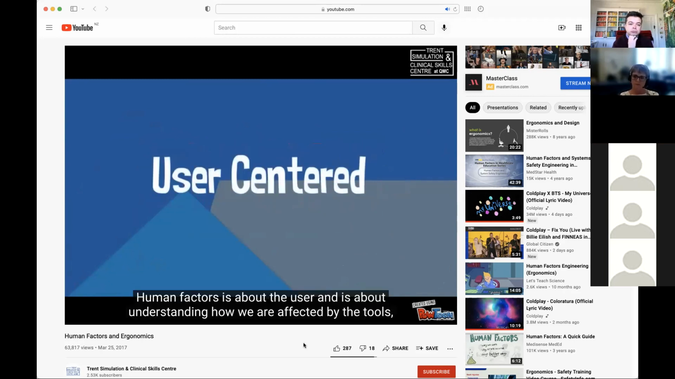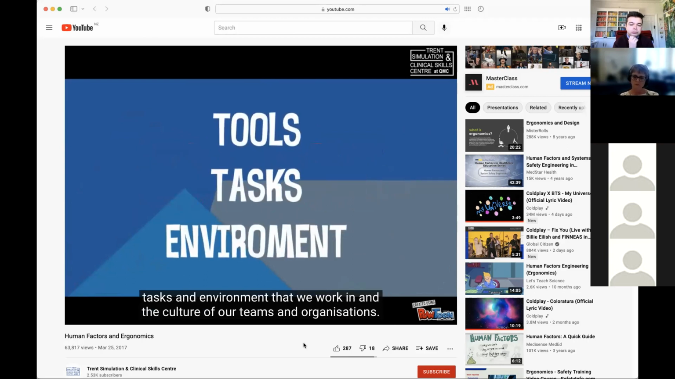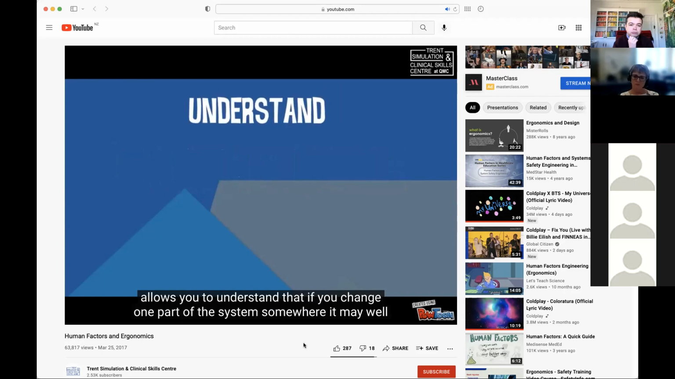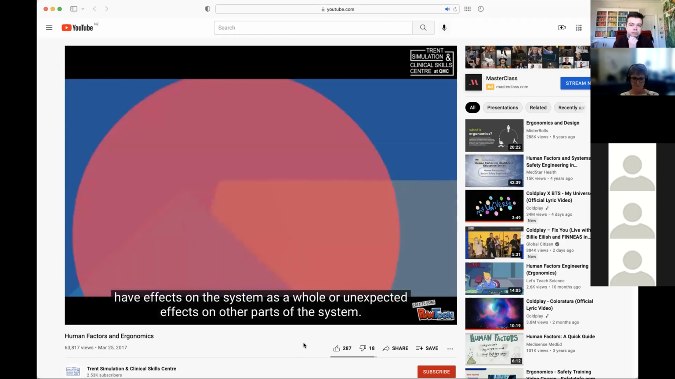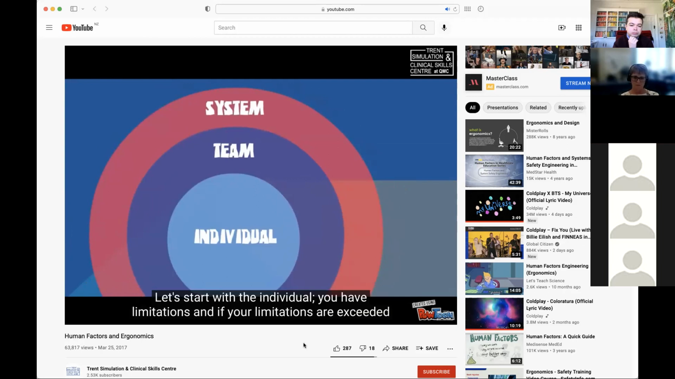Human factors is user-centered. It is about understanding how we are affected by the tools, tasks and environment we work in and the culture of our teams and organisation, and then takes that understanding to make the situation better. It allows us to understand how complex healthcare is and how one part of healthcare, by changing it, can easily impact on another. We're going to look at three main components of human factors: us as individuals, teams, and then the wider system. So let's start with you.